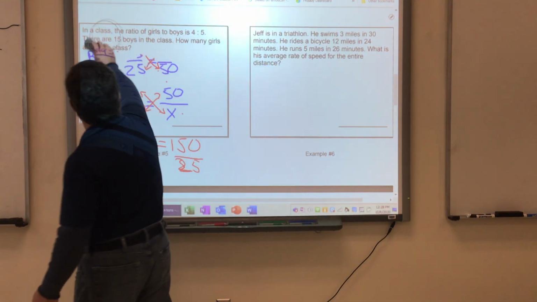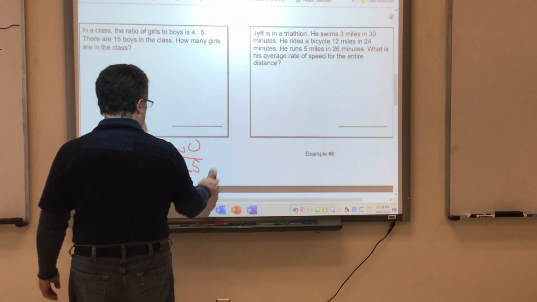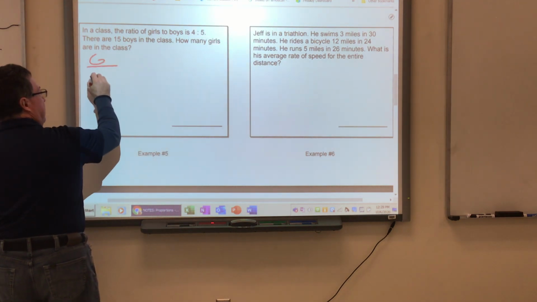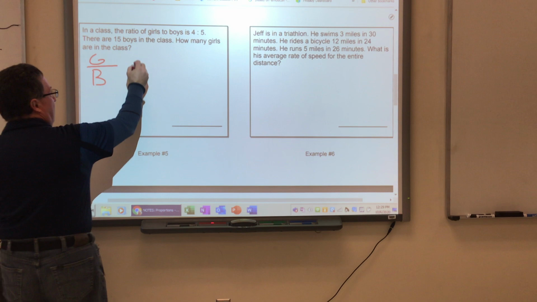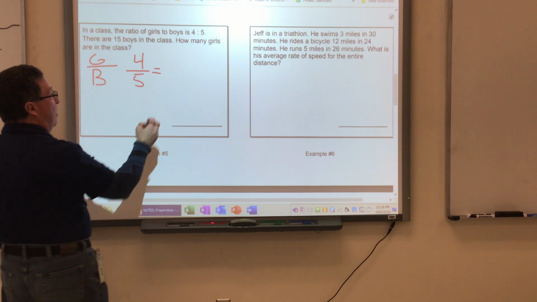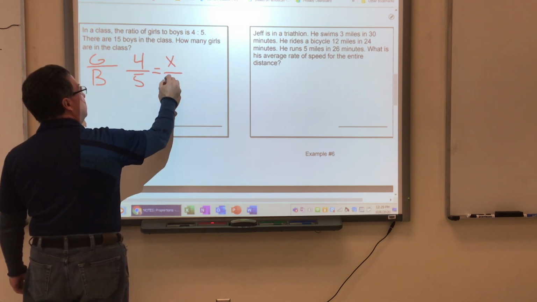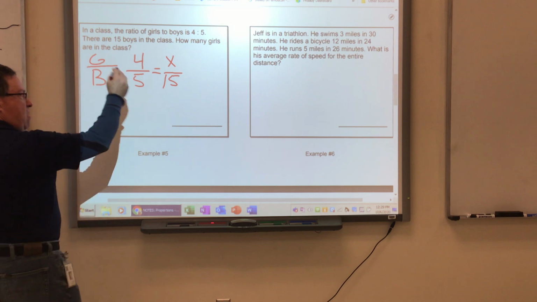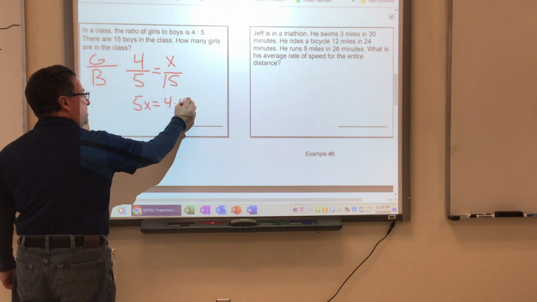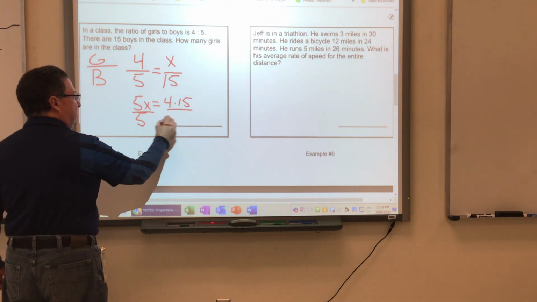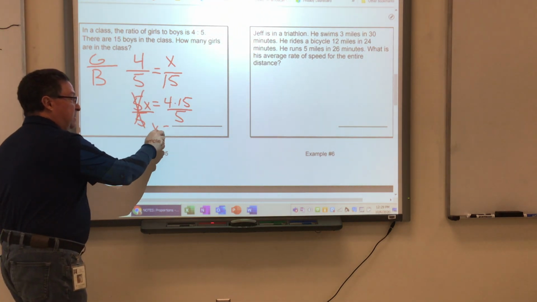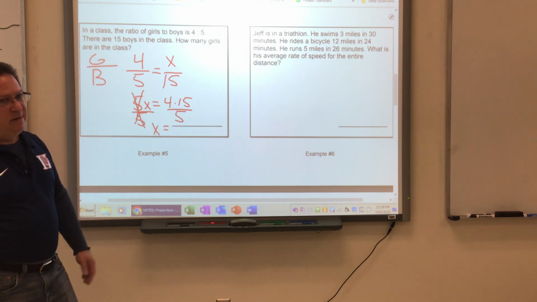In a class, the ratio of girls to boys is 4 to 5. There are 15 boys in the class. How many girls are there in the class? Word statement, girls to boys. Write what you know, 4 to 5. Write what you want to know. I want to know how many girls with 15 boys. Cross multiply. 5x equals 4 times 15. Divide both sides by 5, and you can find your answer to what x equals. Start and stop that as many times as you need.